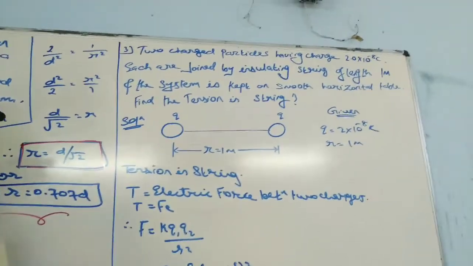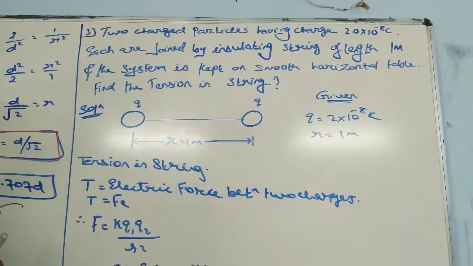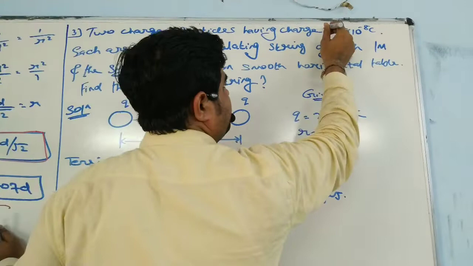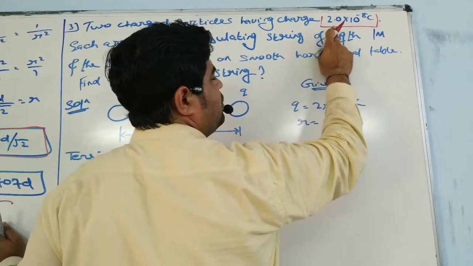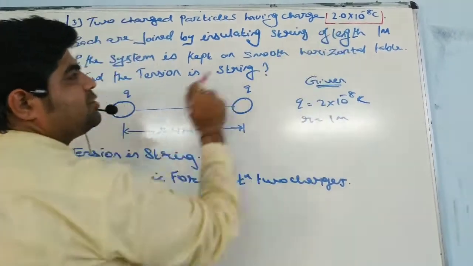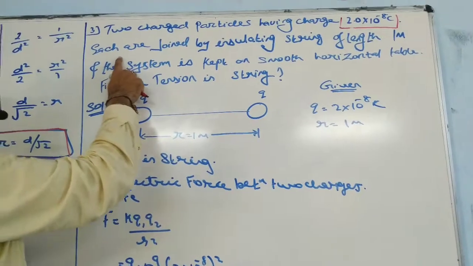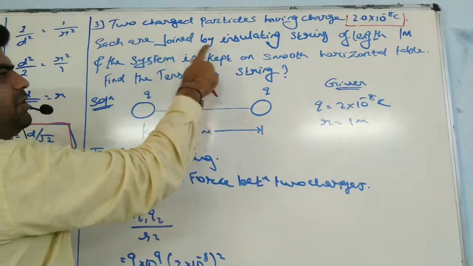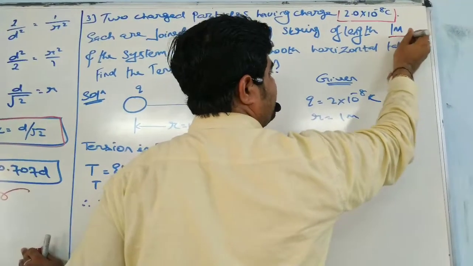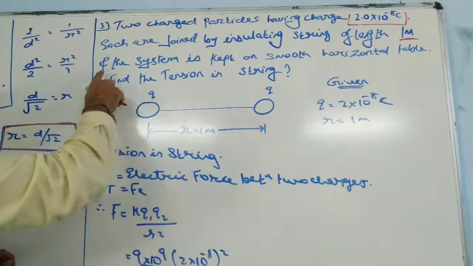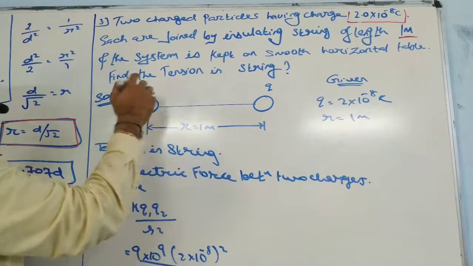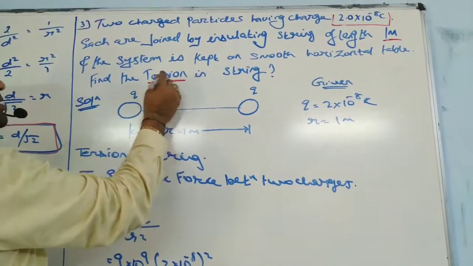Next example, let's see. Two charged particles are there, each having a charge of 2 into 10 raised to minus 8 Coulomb. They are joined with an insulating string. The length of the string is given to us, which is 1 meter, and the system is kept on a smooth horizontal table. We need to find out the tension in the string.